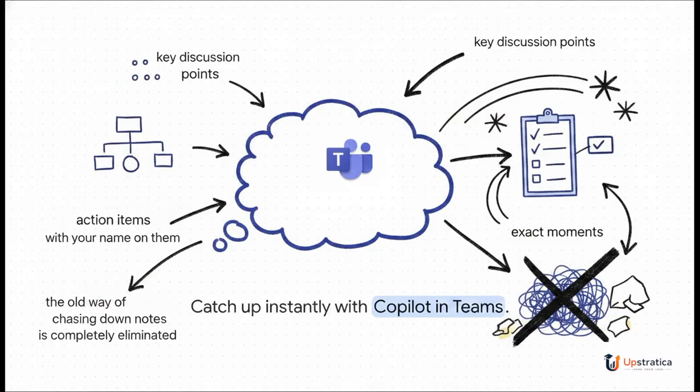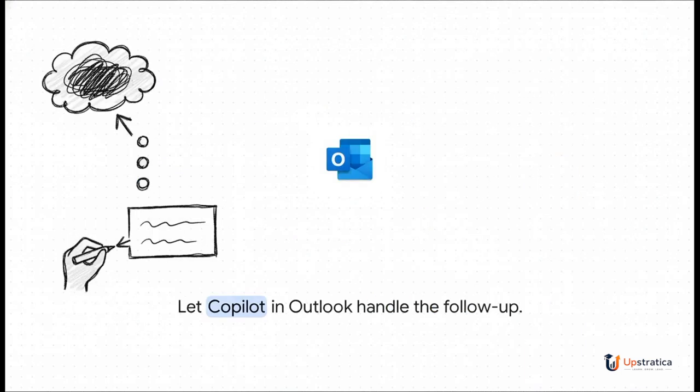Right there, the AI immediately surfaces the key discussion points, every single decision that was made, and this is the best part, a list of specific action items with your name on them. It even highlights the exact moments where you were mentioned. The old way of begging for notes is just completely eliminated. Now, while you're catching up, you still need to follow up on some things.